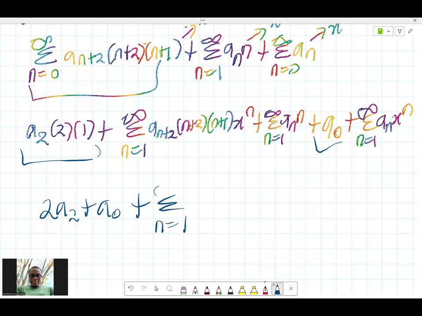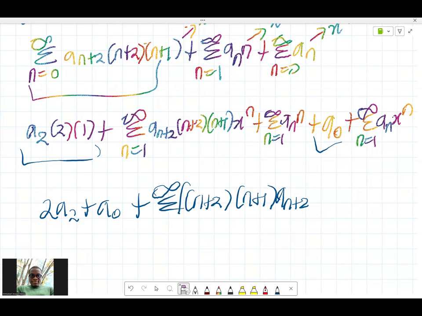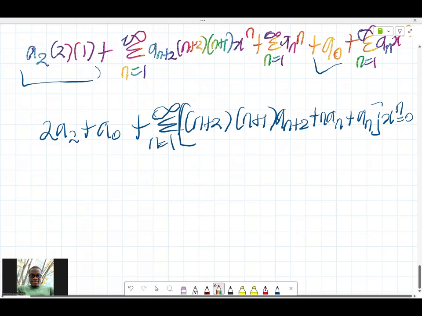Summation from n equals 1 to infinity of n plus 2, n plus 1, a_{n+2}. So we can have all of that covering everything, from n equals 1. Then for here, we have just n a_n, and then we have just a_n here, and all of that times x raised to power n equals 0. So this is what we have now. Things are tidier now.